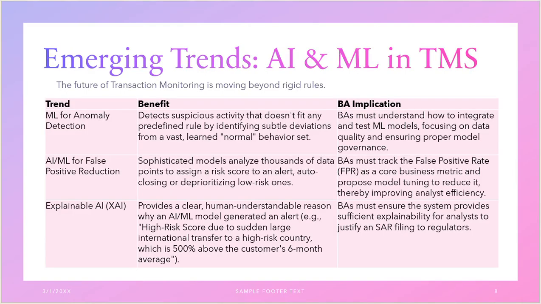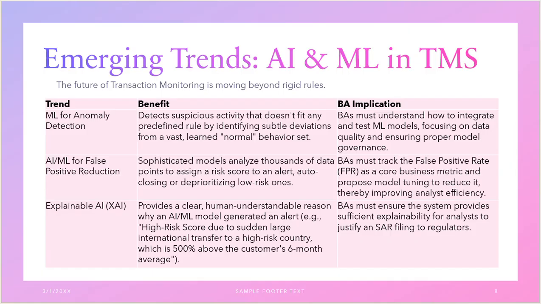That is emerging trends in artificial intelligence and machine learning in transaction monitoring. The future of transaction monitoring is moving beyond rigid rules. AI/ML techniques will use supervised learning, unsupervised learning, semi-supervised learning, or deep learning techniques to identify the pattern of customer behavior or customer transactions, and on the basis of the logic which we feed to the AI/ML techniques, predict fraudulent transactions.